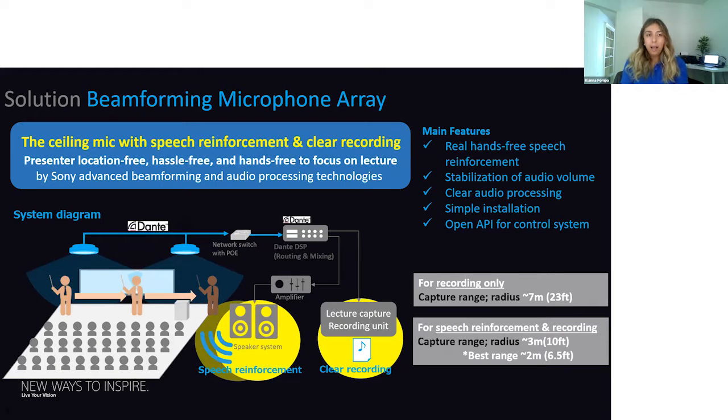And lastly, before we get into the live demo, we'll talk about the beamforming microphone array. It's a very simple solution. It hangs on the ceiling and it has a bunch of different areas for capture. So 2 channels. One for recording that has a 23-foot radius, and the other one is going to be specifically for speech reinforcement and recording, and that one has a 10-foot radius. We also include noise reduction on that channel, so it is a bit of a smaller capture range, but you can have the flexibility to use either or.